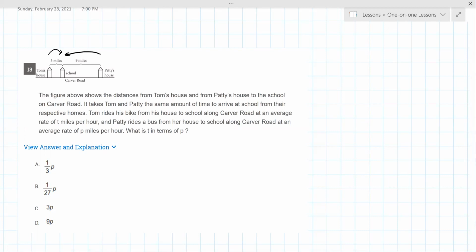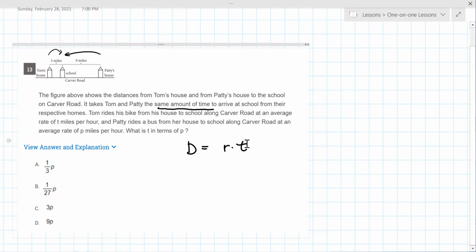Now the key here is that it takes them the same amount of time to arrive at school. So this is a distance equals rate times time problem. You have to do this for each person though. So there's Tom. Tom, his distance is 3. His rate is t. Now this is where it gets awkward because that's also t.